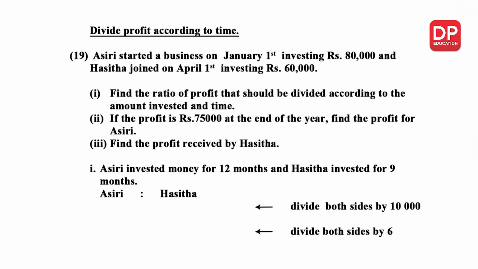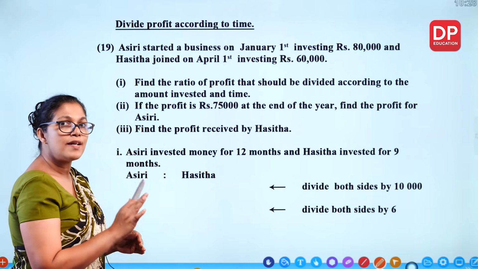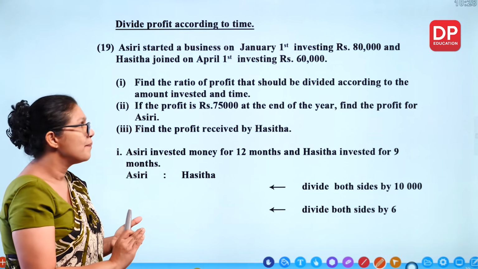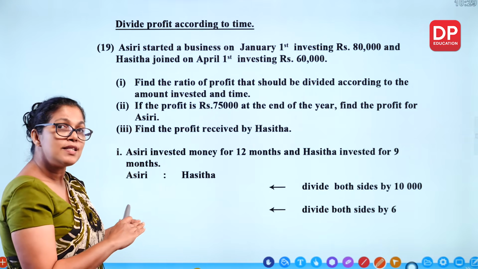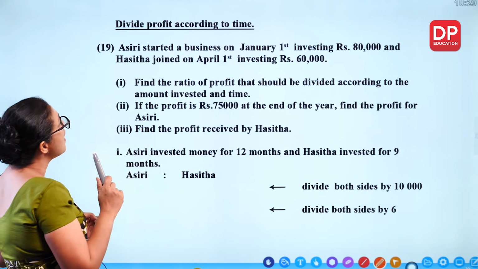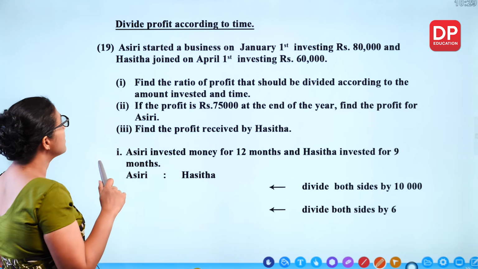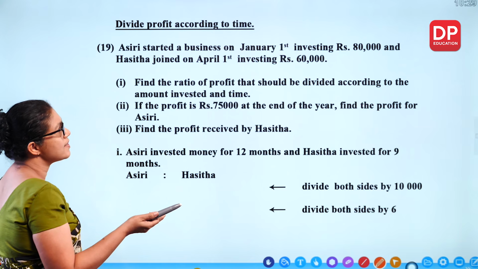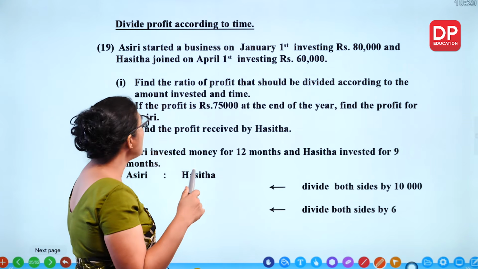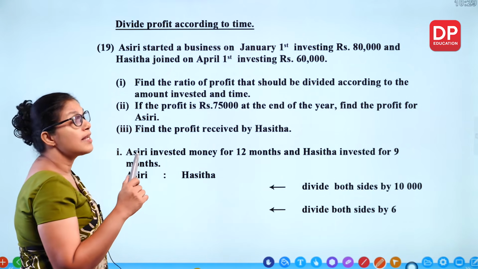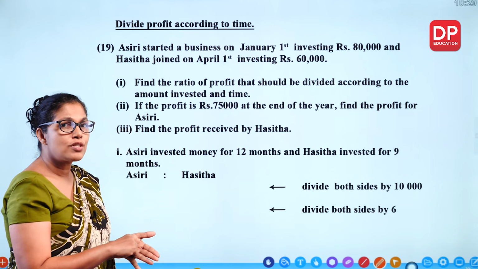Now we'll look at divide profit according to the time. Earlier, both invested the amount at the same time. But in this example, people invested money at different times. Asiri started a business on January 1st investing 80,000 and Hasita joined on April 1st investing 60,000. Find the ratio of profit that should be divided according to the amount invested and time. So here we have to consider not only the invested amount, time as well.